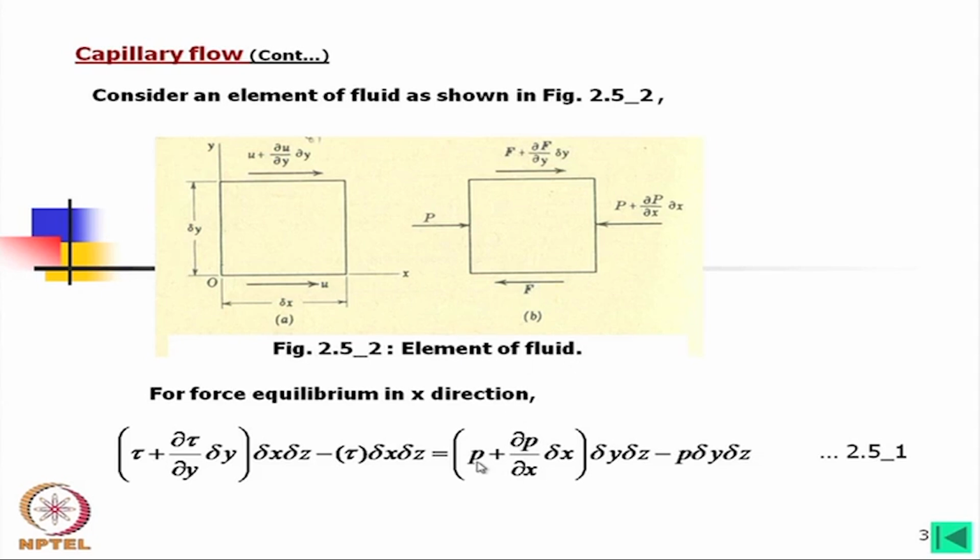Here this will be p plus del p by del x into del x. Consider this is a small p, not the capital P, times del y into del z, minus p into del y del z. Okay, so this will be the equilibrium. We are considering this force minus this force is equal to this minus this force, and this will be tau. So, this is for the equilibrium of this element.